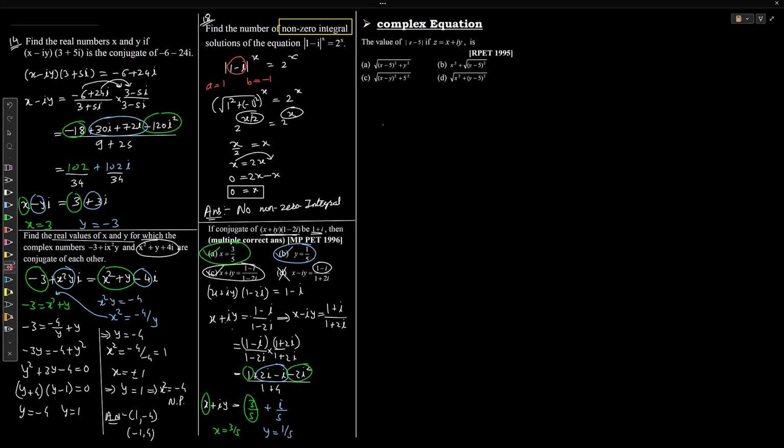Okay, now let's try to get modulus of z minus 5. Substitute x plus iy instead of z. So what should be your next step? We have to find out the modulus, and to get the modulus we need real and imaginary parts. What is your real part? x minus 5.